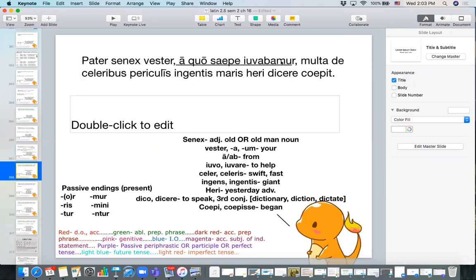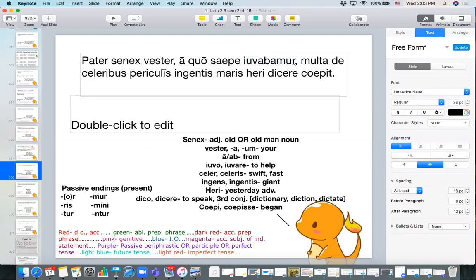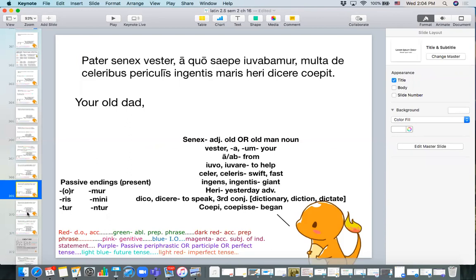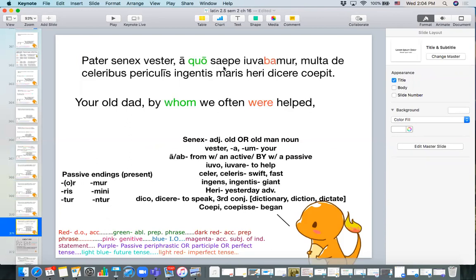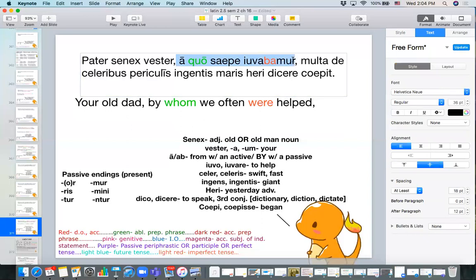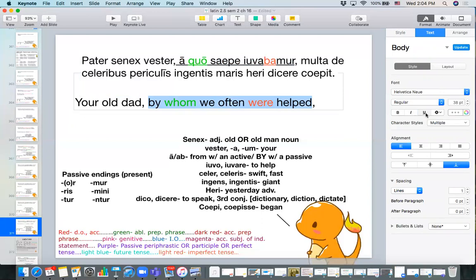By whom we. Okay, this is not mus, but it is still first plural. It's mur, so it's we. It's first person plural, but it's passive. By whom we were, because of the ba, and then this verb just means to help. I think we don't see it too much. It's a nasty verb. I don't like it. I don't like pronouncing it, but that's what it means. So it's your old dad, by whom we were often helped, is the actual relative clause here. So we've got passive voice verbs and relative clauses, and sometimes the two shall meet. Kind of crazy.